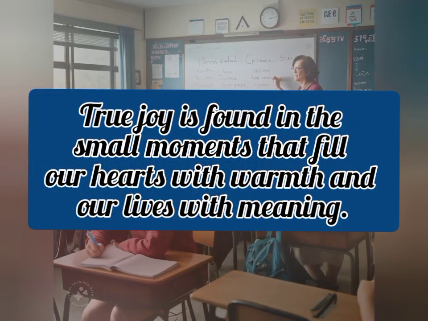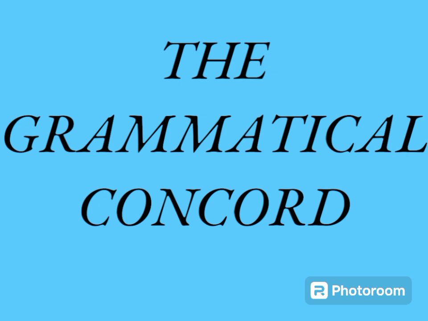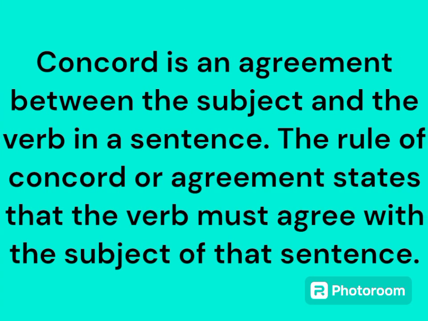On today's class, we're going to discuss Grammatical Concord. Concord is simply the agreement between the subject and the verb in a sentence. The rule of concord or agreement states that the verb of a sentence must agree with the subject of that sentence. These are the rules of concord.